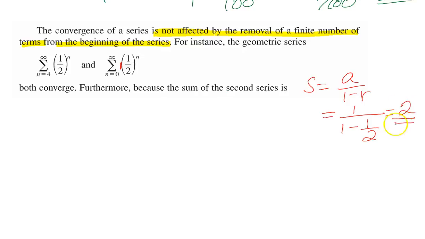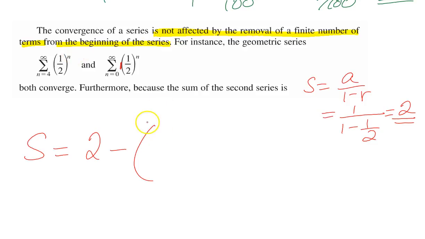Because the sum of the second series is 2, use that to find the sum of the first series. Now look guys, the second series has more terms than the first series because the first series is starting at 4, whereas the second series is starting at 0. So it has more terms. N equals 0, n equals 1, n equals 2, n equals 3. It has 4 more terms. So to find the sum of the first series, in other words the smaller series, all we have to do is take the sum of the bigger series, which is 2, take away the 4 terms that are not here.